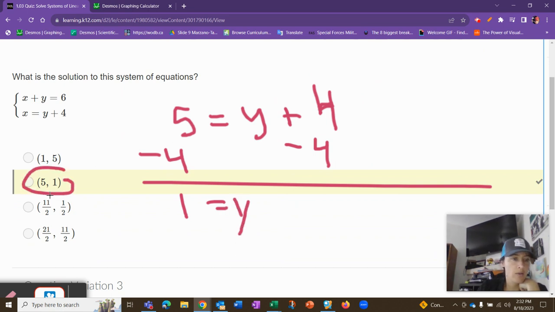Boom. Remember, this is an ordered pair. It's always x first, then y. If ever you forget, just sing the alphabet. A, B, C, D, E, F, G, X, Y, and then Z. Sometimes Z, X, Y, Z. But it's in that order notationally.